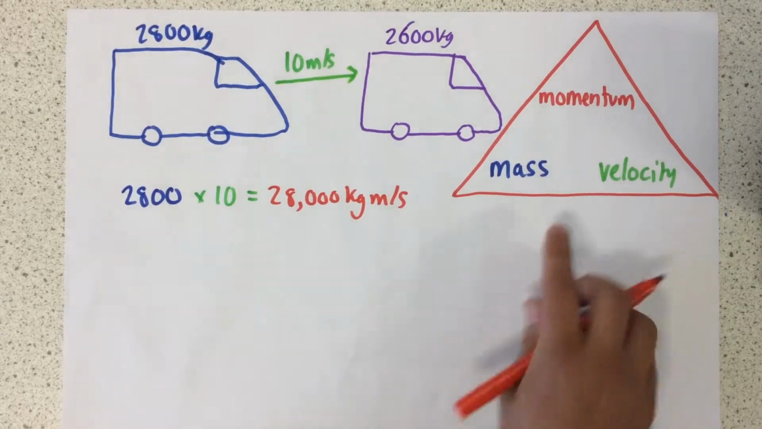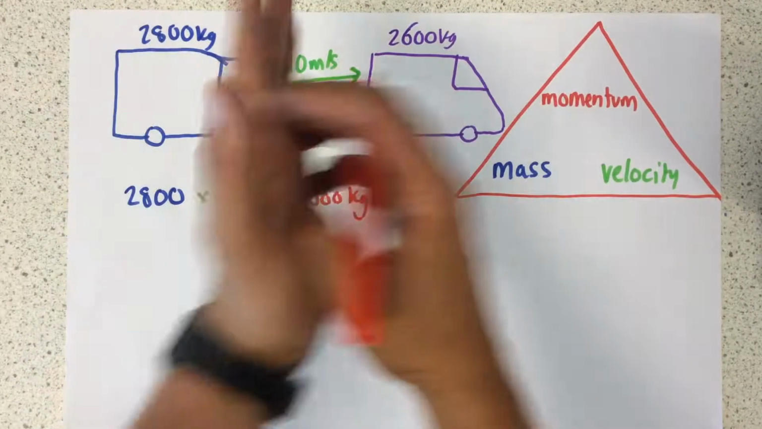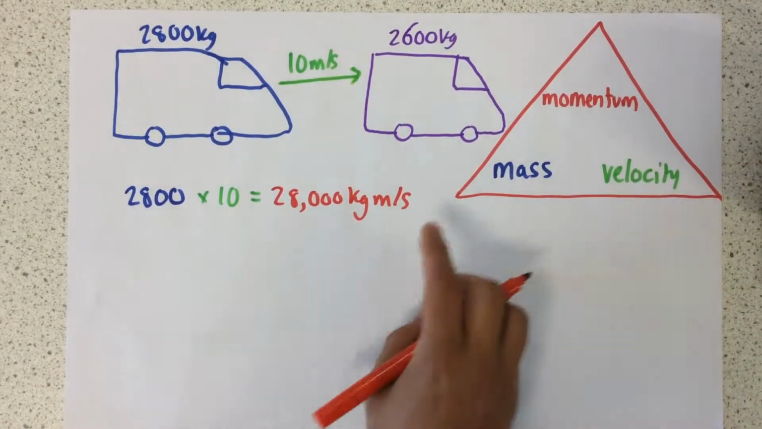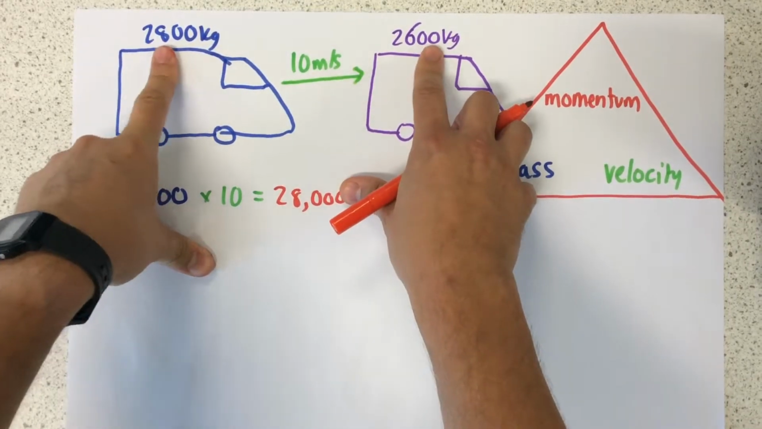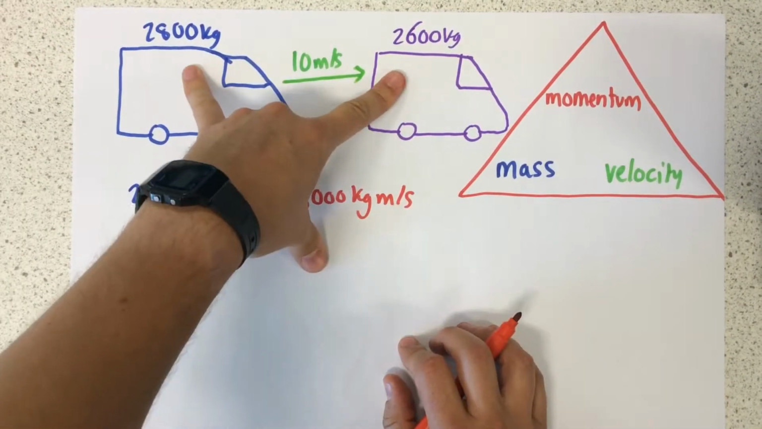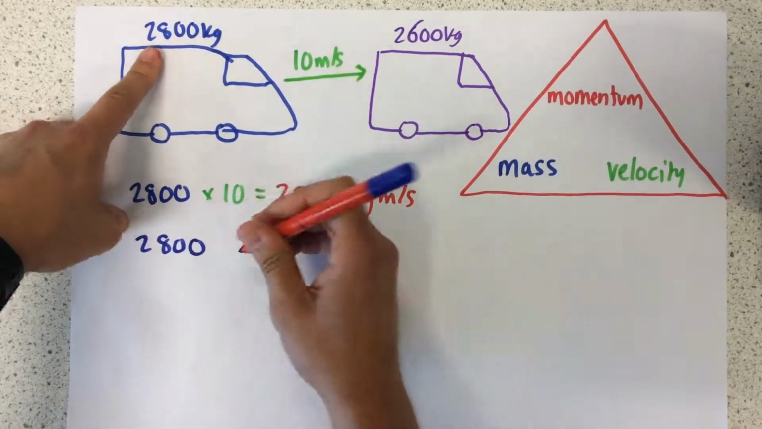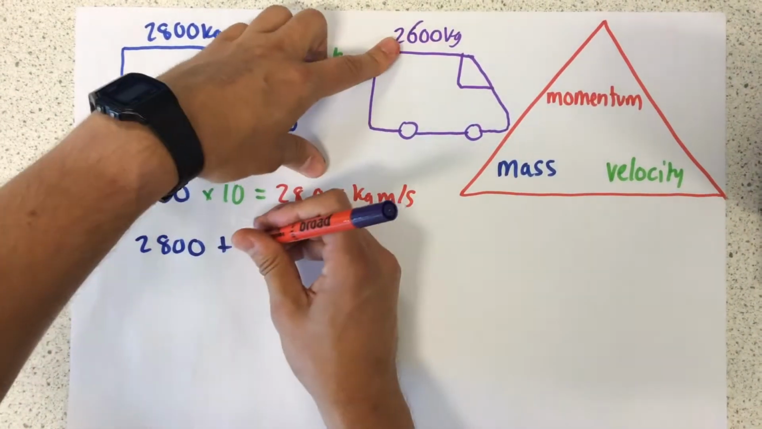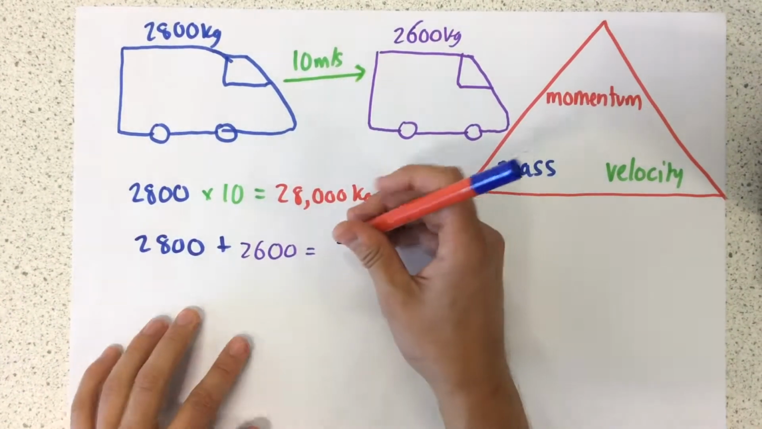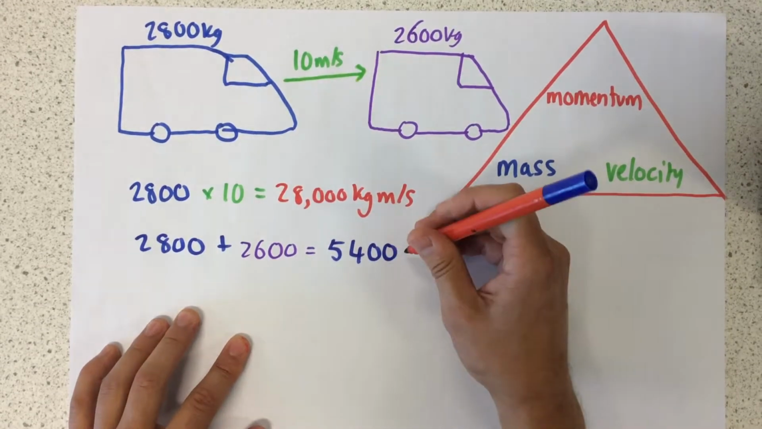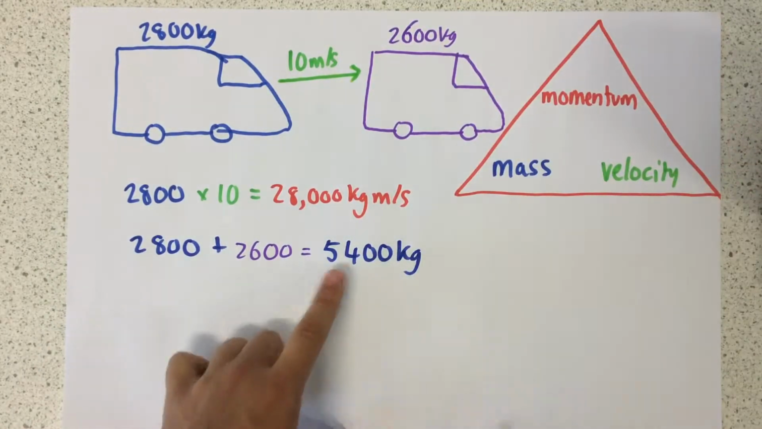What I need to do now is find the velocity. What's the velocity going to be of these two vans now they've collided? I need to find the new mass, which is going to be the sum of these two, because now they're locked together. We need to add these together. So to find my new mass, it's going to be 2,800 plus 2,600, which equals 5,400 kilograms. That is the combined mass of these two now they've collided.